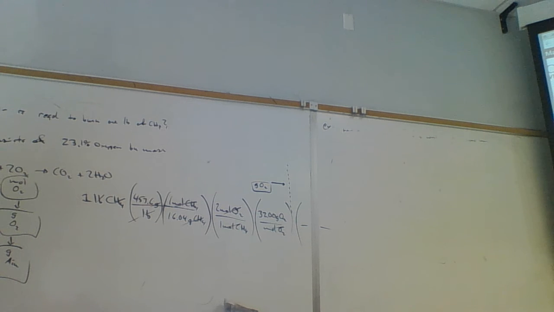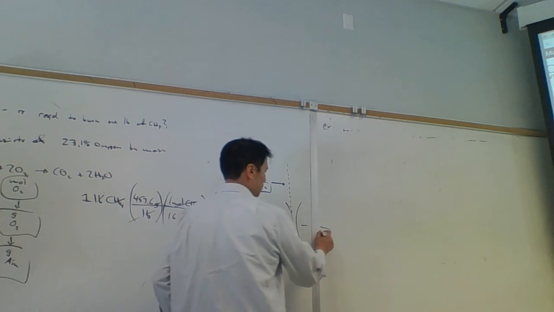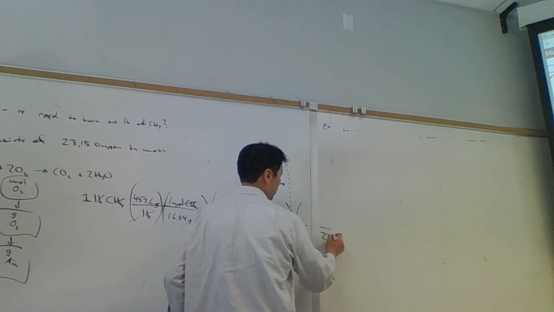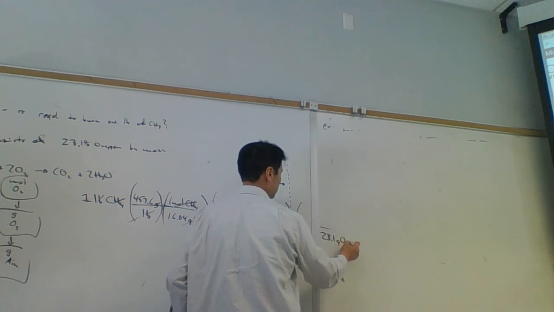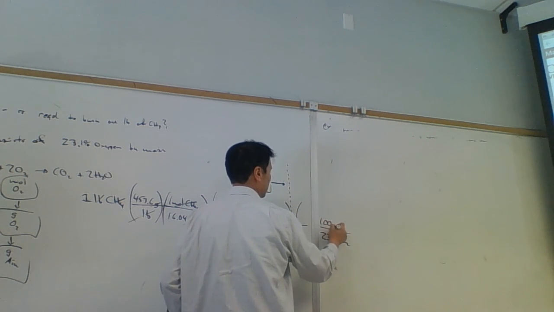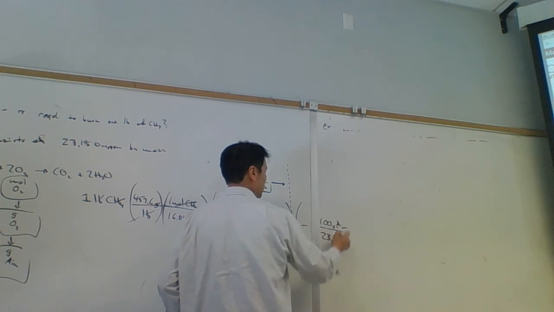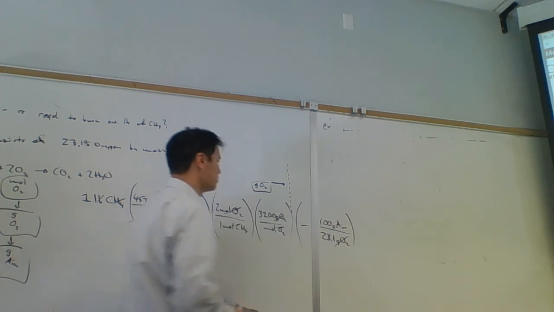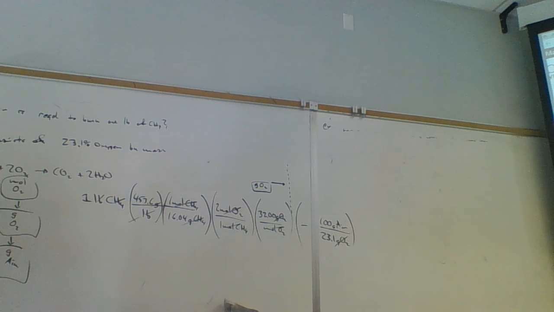The 23.1 grams of oxygen is how many grams there? Yeah. Good. And so there are 23.1 grams of O2 for every 100 grams of air. And so the grams of O2 cancel, and that leaves us with grams of air. So let's go ahead and do this calculation here.